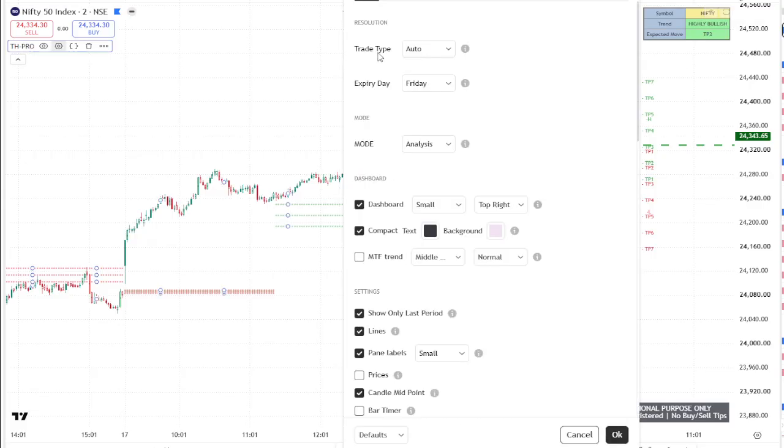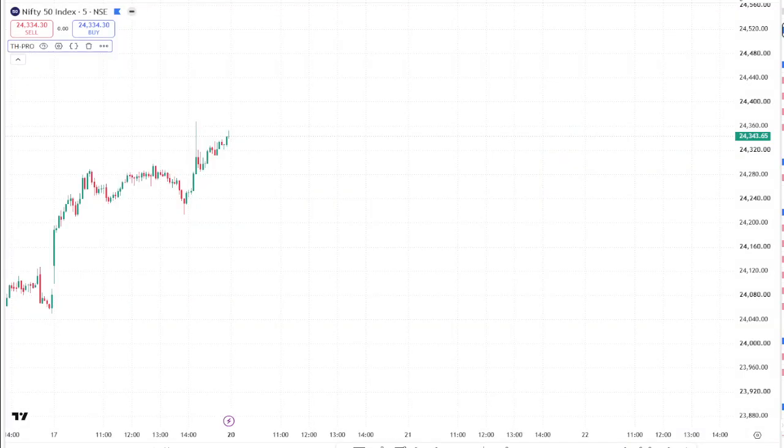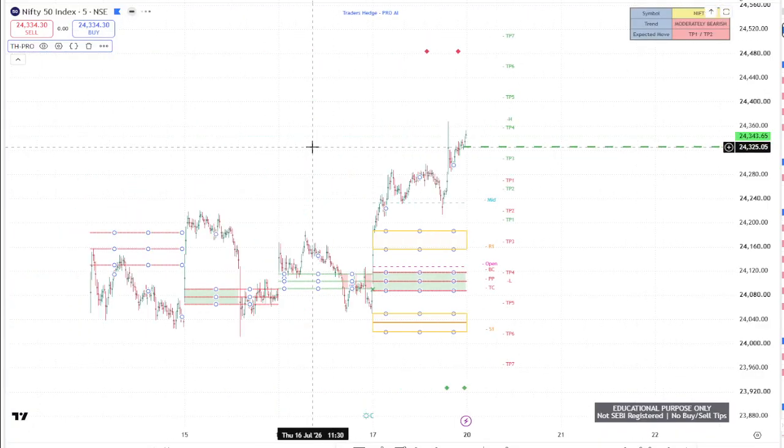Also, in case you are trading weekly positions in Nifty, we have introduced a feature called expiry day. If you are trading Nifty and you choose Tuesday as your expiry, the indicator will automatically plot the CPR levels from expiry to expiry. So let's say I have chosen Nifty and a 5 minute time frame. It will plot me the intraday levels.